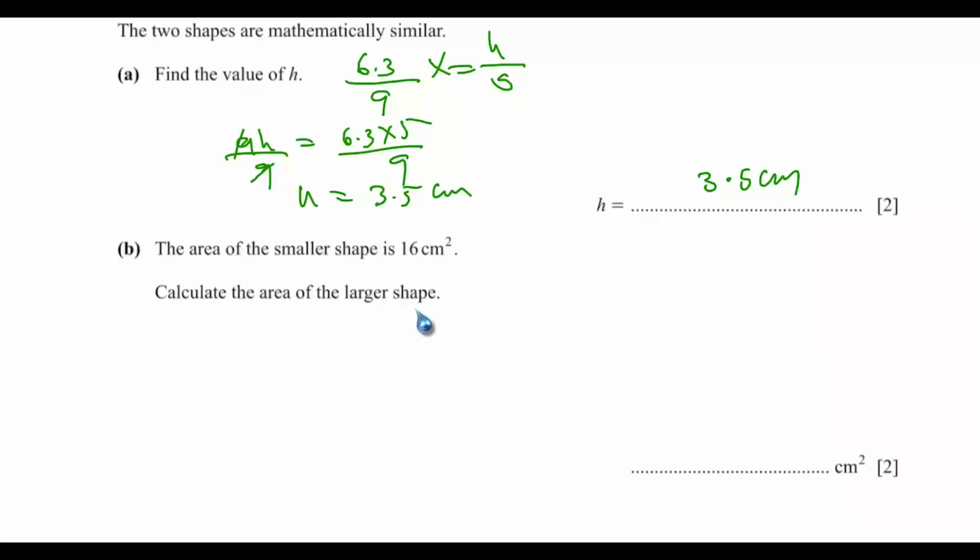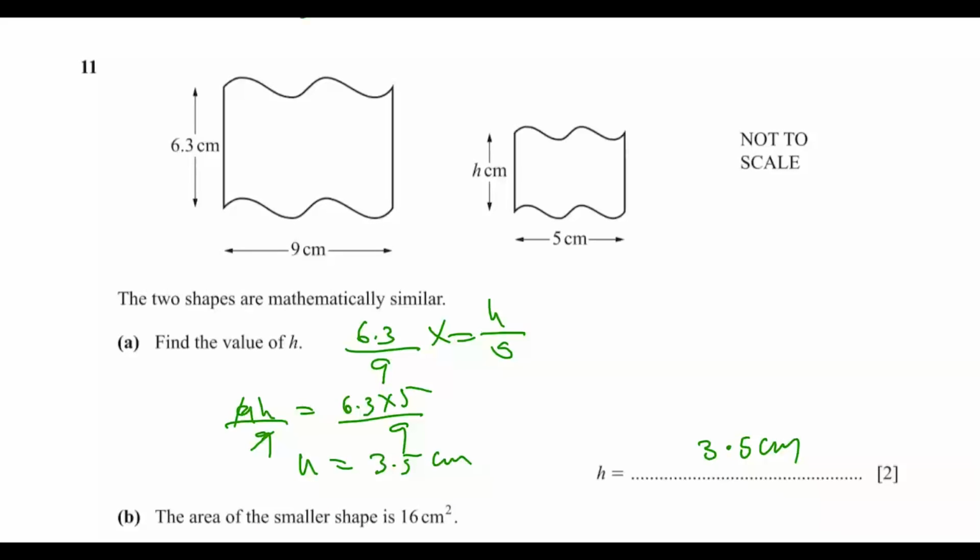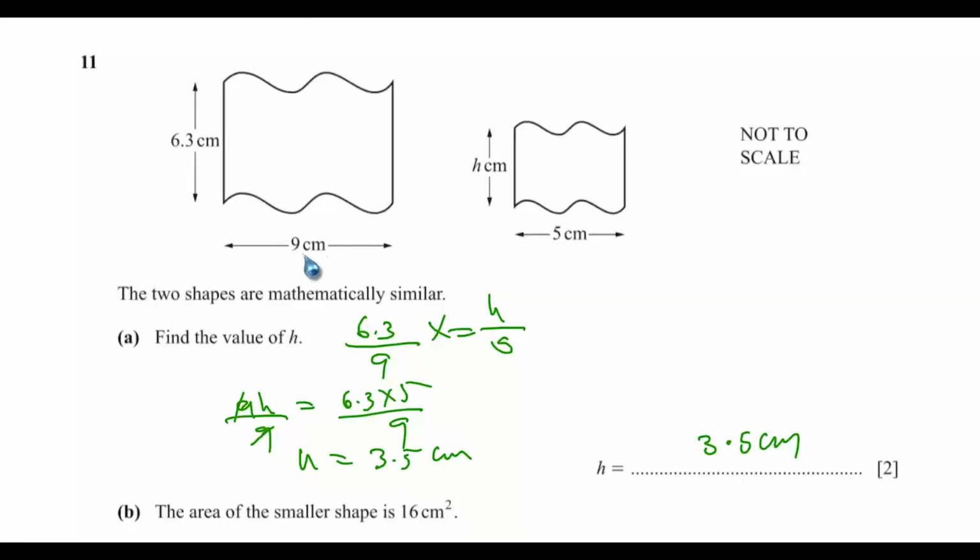Calculate the area of the larger shape. So you can say the area of the smaller shape, let's denote it by this, is equal to 16 centimeters squared. We want to get the area of the larger shape, that is LS. We want to find this. If you go back to the shapes, you can take any two corresponding sides. So I can take this and this, or the height against the height, but I'll just take this and this.